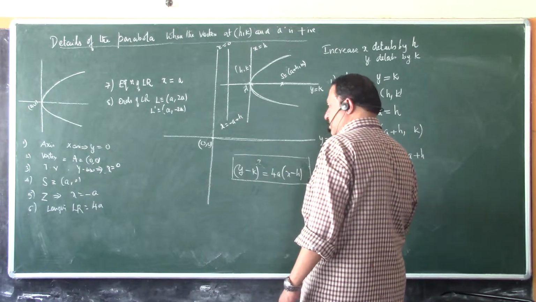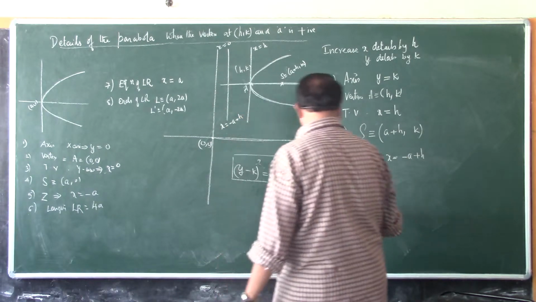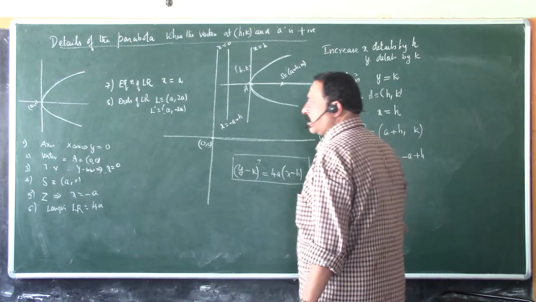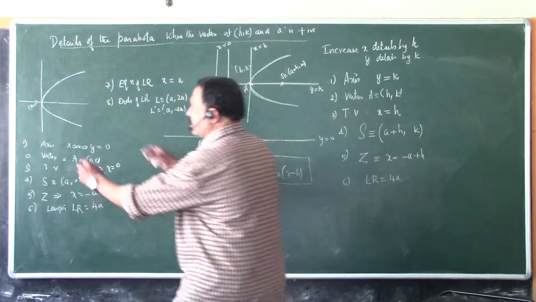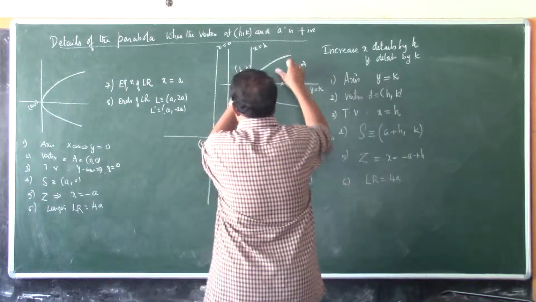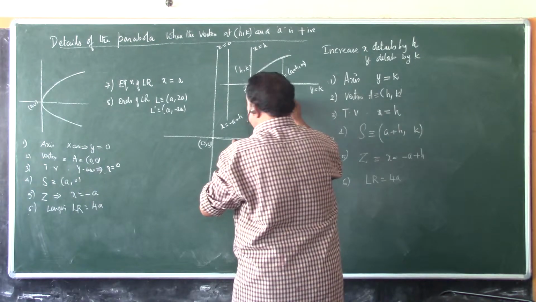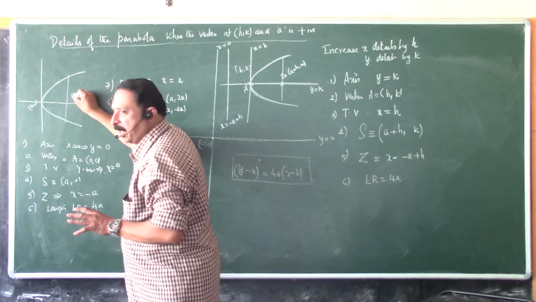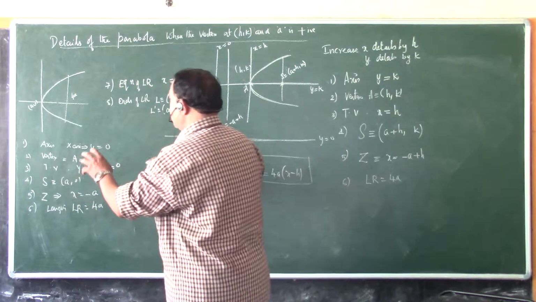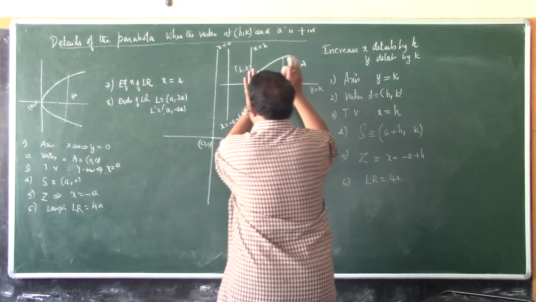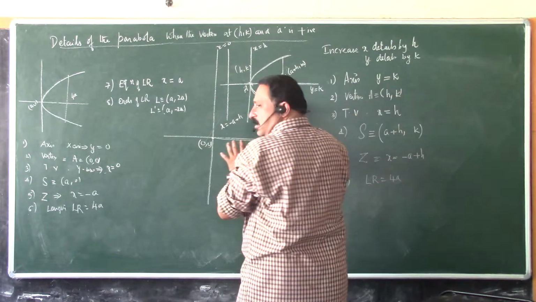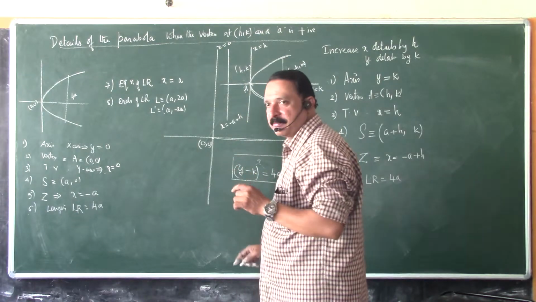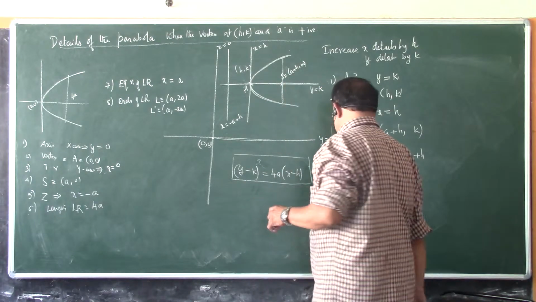And the sixth one is about LR. LR is always 4a only. The length of the latus rectum doesn't change. See, you have just taken this parabola and you have fixed it here. So this length will not change, isn't it? See here, what is the length here? 4a. What you have done? You have just taken this parabola and fixed it here. So will this length change? It won't change. Only the positions of all these points will change. Length will not change.